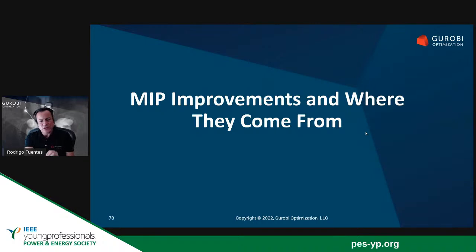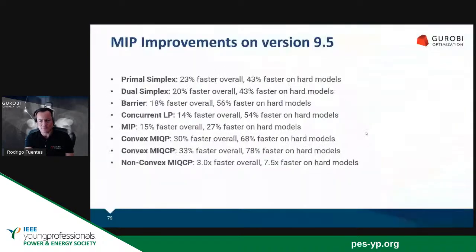Where do the improvements that we have seen over the years come from for Gurobi? On our last release that you have access to if you request a trial license, version 9.5.1, at the end of this month, we are likely to release 9.5.2, which has some improvements. You will see that for the latest version 9.5, we've done the improvements that you see on the slide compared to the previous version 9.1.2.